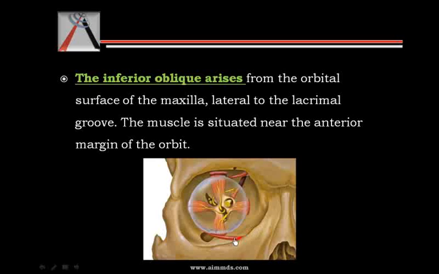Just lateral to the lacrimal groove we have the attachment for the inferior oblique muscle, and it is situated near the anterior margin of the orbit. So in the previous diagram of this zone, we could not see the attachment of the inferior oblique muscle, which is situated near the anterior margin of the orbit. So we have a lot of MCQs on the origin of the muscles, the voluntary muscles of the orbit.